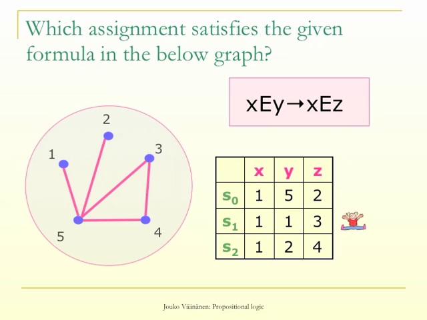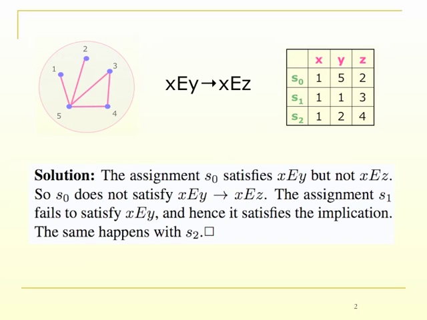So the hypothesis of the implication is false, and the implication must be true. The same with S2. There is no edge between 1 and 2, so for trivial reasons the implication is true. More formally, the assignment S0 satisfies XEY but not XEZ. So S0 does not satisfy XEY implies XEZ by the truth table of the implication. The assignment S1 fails to satisfy XEY and hence it satisfies the implication. The same happens with S2.